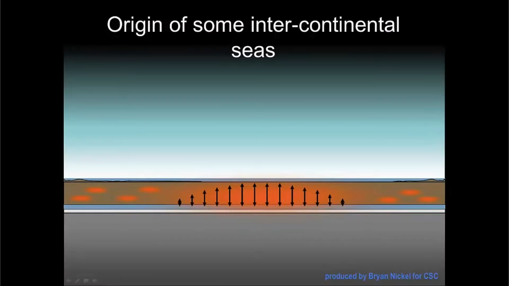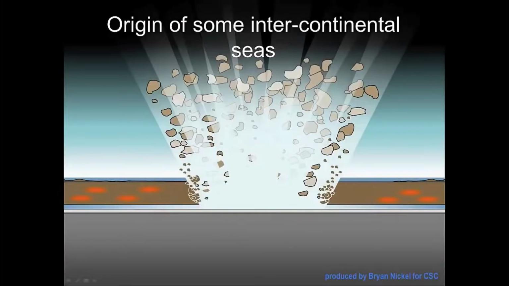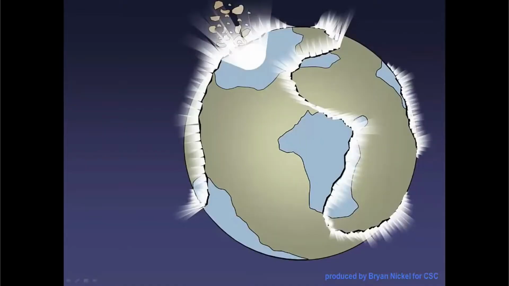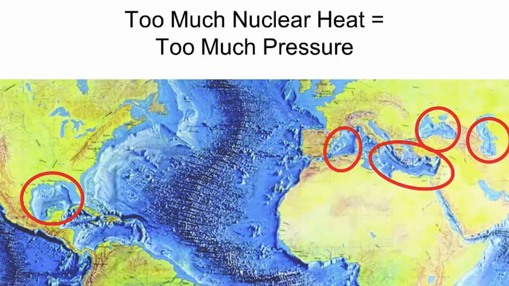With all that heat and radioactivity going on, it's going to make the crust weak, and it's just going to explode out of there. That's how you get the inland seas, I think. And I think Lake Superior might even be one of them too. I don't know. But there's a lot of radioactivity. There's a lot of free neutrons.